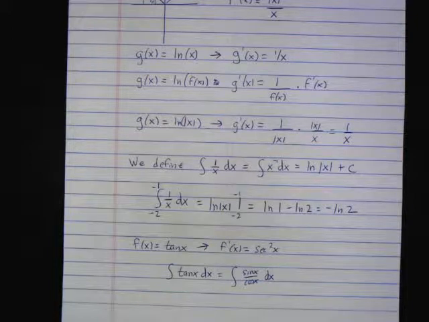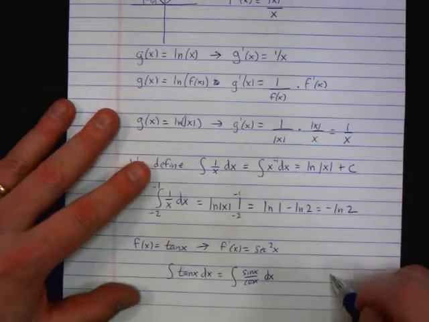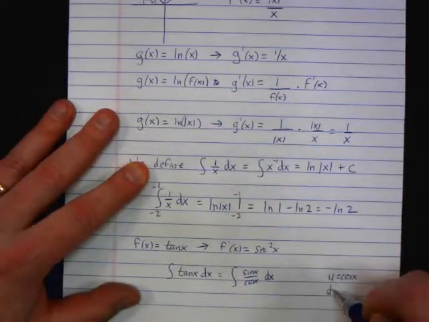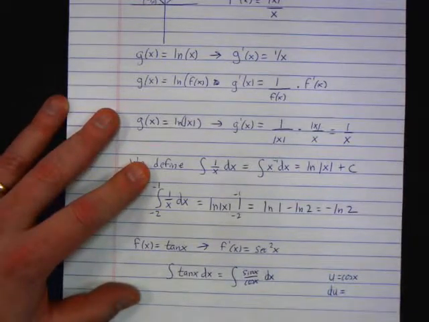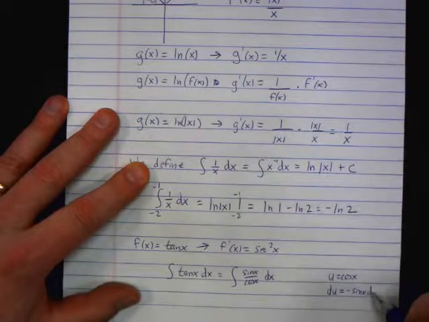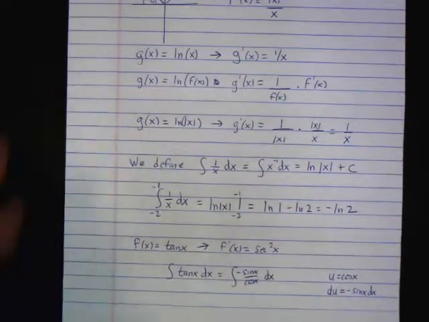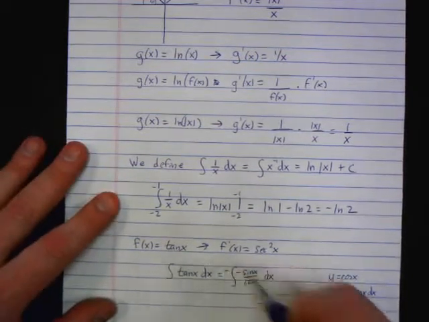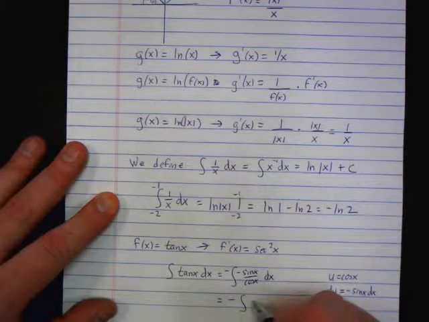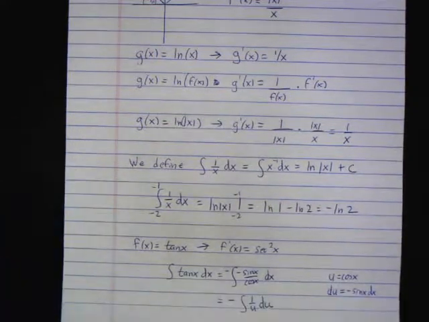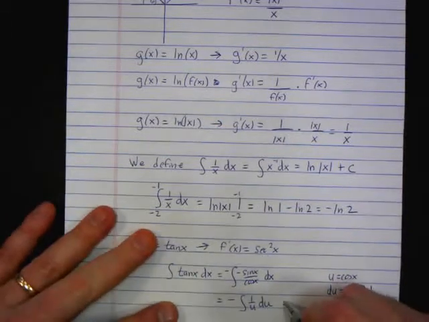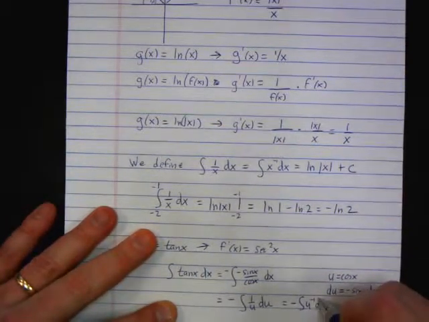What should u be? If you're going to do u substitution, u is almost always the bottom. So I'm going to let u equal cosine x, and then du would be negative sine x dx. So I need to sneak a negative in there to make that one work, which means I need to put a negative out here. So I end up with negative the integral of 1 over u du. What's the integral of 1 over u du? It is the same as u to the negative 1. So this is negative integral u to the negative 1 du.